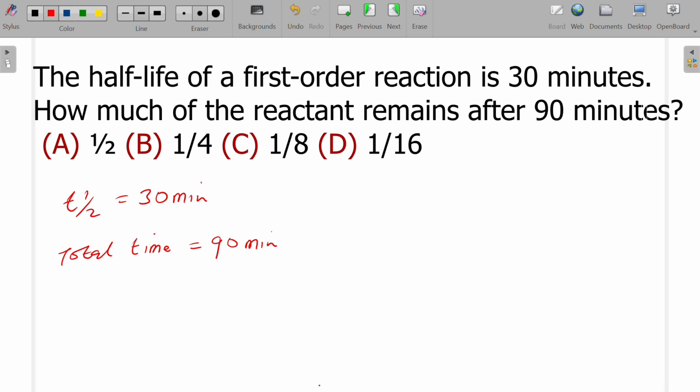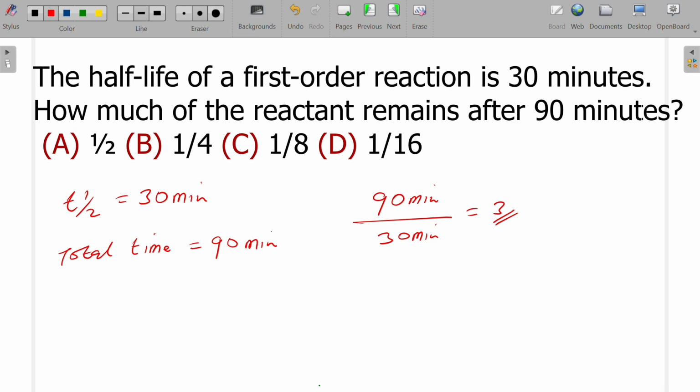All right. So to find the number of half-lives that we have in 90 minutes, remember we need to determine the number of half-lives we have in 90 minutes in order for us to know how much will remain after that 90 minutes. So to get the number of half-lives, we are going to say we'll have the 90 minutes, which is the total time, divided by 30 minutes, which is the half-life.